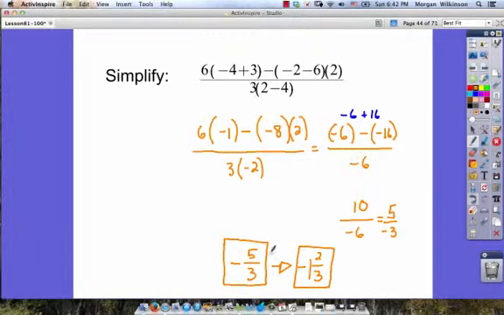I'd encourage you to leave it as an improper fraction. I already know you know how to turn improper fractions to mixed numbers, so doing that step is just a little bit of extra work. But if you like to do that, if this number makes more sense to you, you're more than welcome to. But both answers will get you full credit for this problem.